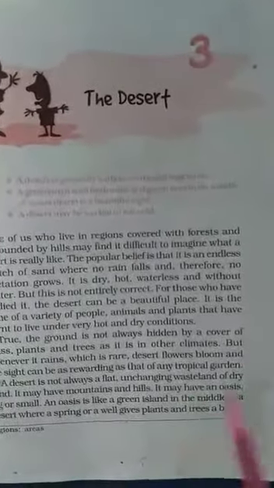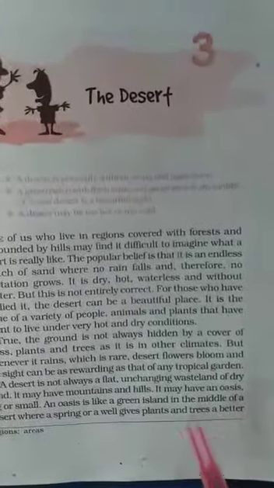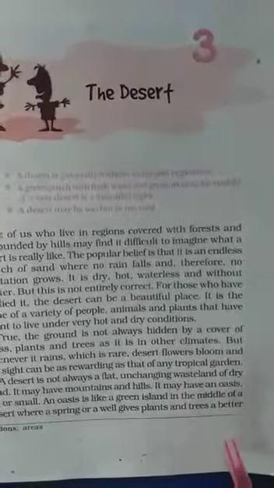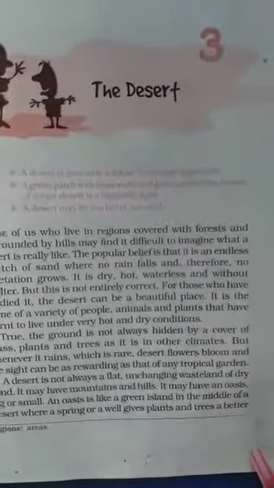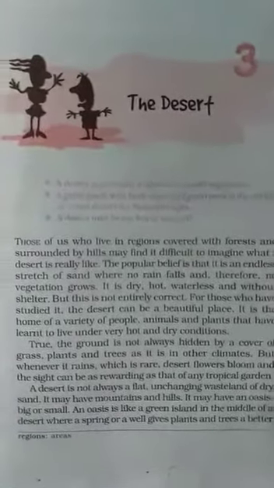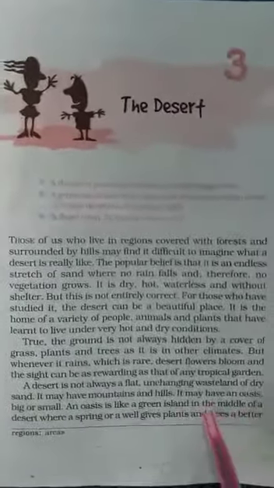The main characteristics of all the deserts are dryness and variations of temperature. That is, they have hot days and very cold nights. All the living beings who live there are very used to these circumstances, this temperature, all the things. So that is all about the desert.